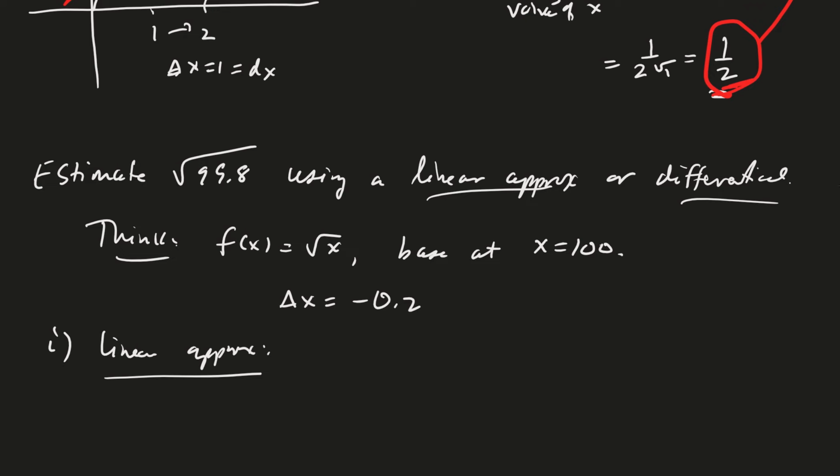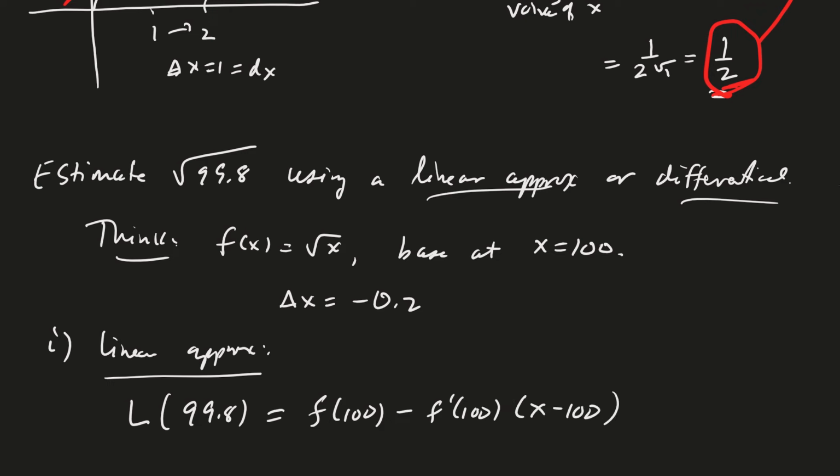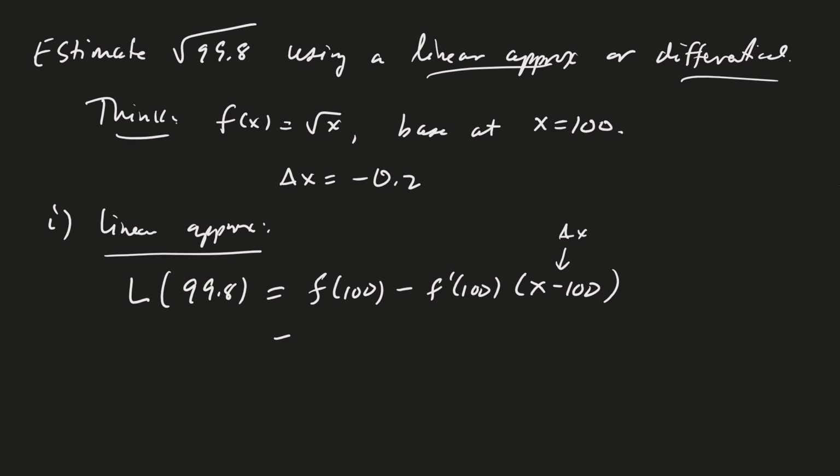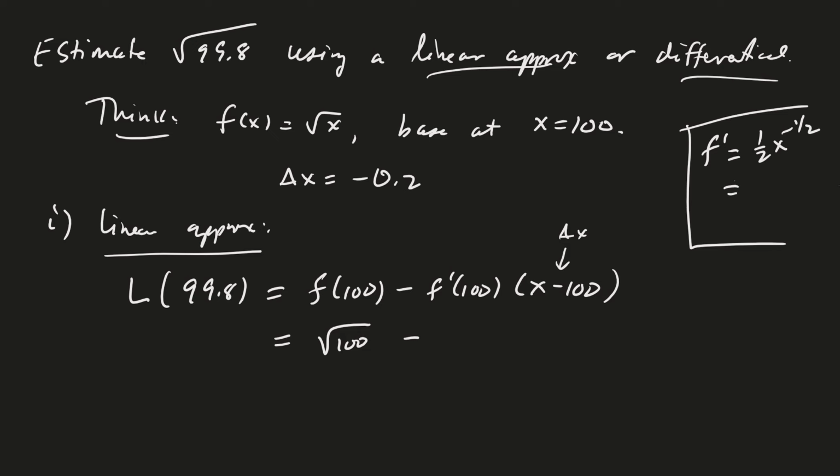Okay, so the linearization at 99.8 is going to be f of 100 minus f prime of 100 times x minus 100. By the way, you'll notice that that is our change in x, right? And so that is the square root of 100 minus f prime of 100. Where's f prime? I haven't computed it yet. F prime is equal to 1/2 x to the minus 1/2. I guess we've been doing that quite a bit, huh? 1 over 2 square roots of x. So it's going to be 1 over 2 times 10, right? And then this is going to be minus 0.2.